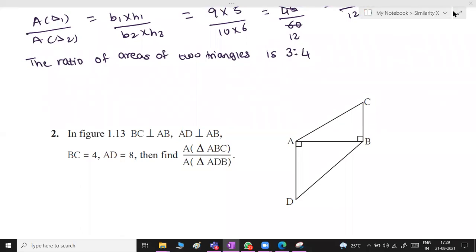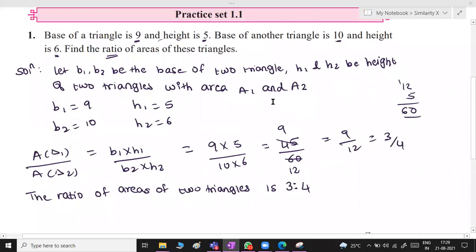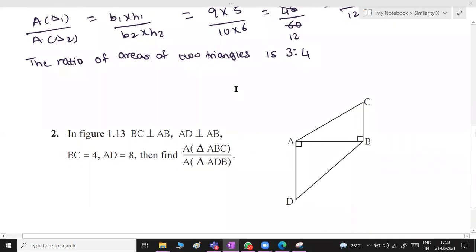So if you are done with the first question, we'll go ahead with the second part. This question is easy, right? Even the second question is easy. In the figure, BC is perpendicular to AB. BC is equal to 4, AD is equal to 8. Then find the area. Okay, so let me start with the solution.